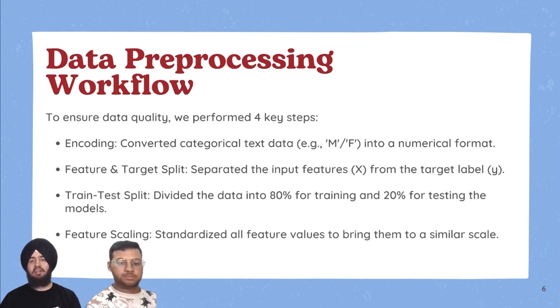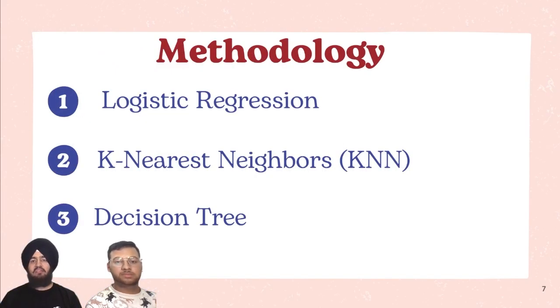In the train part, we have used 80% of our data set to train the model, and in the test part, we have used the left 20% of the data to test how well our model is performing. And in the fourth part, which is the feature scaling part, we have standardized all feature values to bring them to a similar scale. Next, we have the methodology in which we have used first logistic regression. Second is K nearest neighbors, which is KNN, and the third being decision tree.